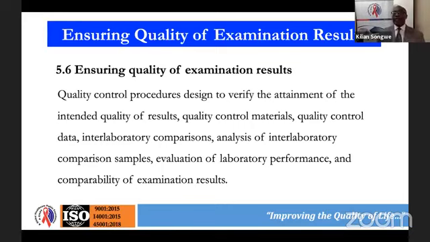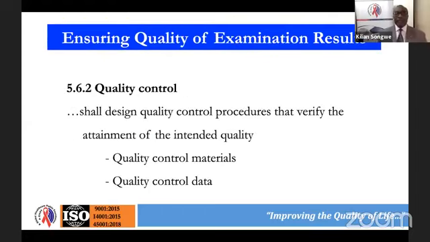And so how do we look at this and how do we ensure that this happens where we are today? We'll be looking at ensuring the quality of examination results. For you to be able to ensure the quality of examination results, some really basic things have to happen. Quality control data is necessary. Interlaboratory comparisons have to be done. Sample exchange between laboratories, evaluation of laboratory performance, and comparability of examination results. These are some of the things that need to be done when we're thinking about ensuring the quality of examination reports.